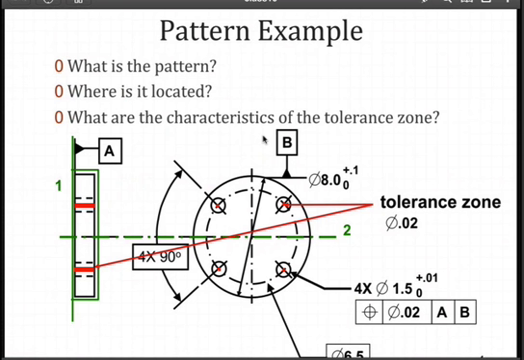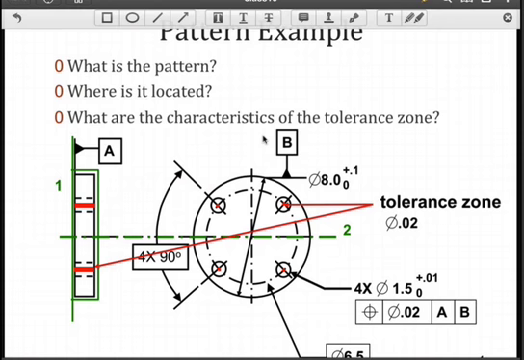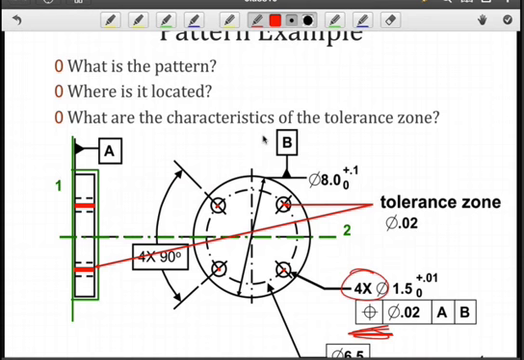We're looking at position, and we have an indication of a pattern 4 times. So you wouldn't want to repeat this feature control frame 4 times on the design spec. We want to control a pattern of 4 holes. So this applies to all 4. The same concepts of size of the tolerance zone, same concept of datum reference frame.